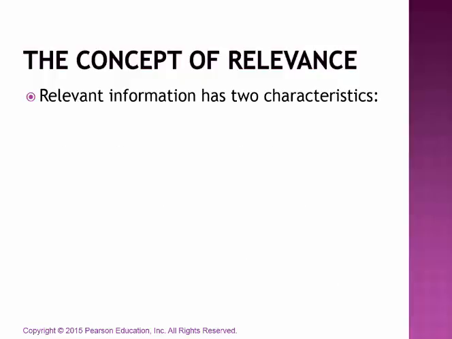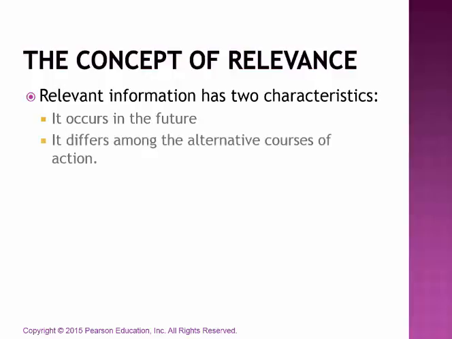So we have the concept of relevance, and of course an antonym for relevance would be irrelevant. We have to decide what information is useful and what information is not useful. Relevant information has two characteristics. It occurs in the future, and it differs among the alternative courses of action. The most important of these two is that it differs among the alternative courses of action.